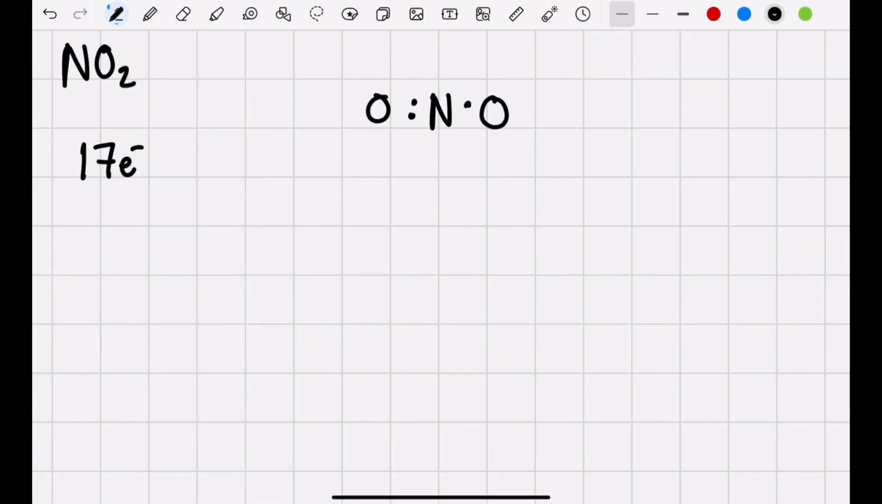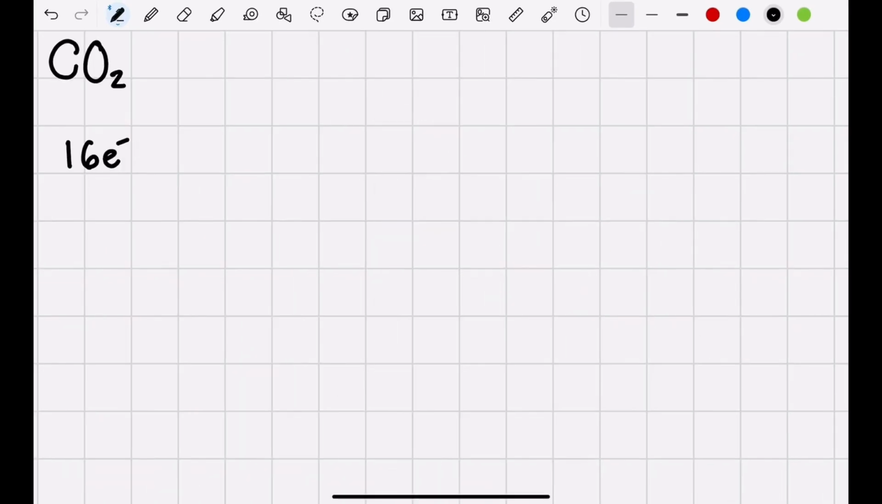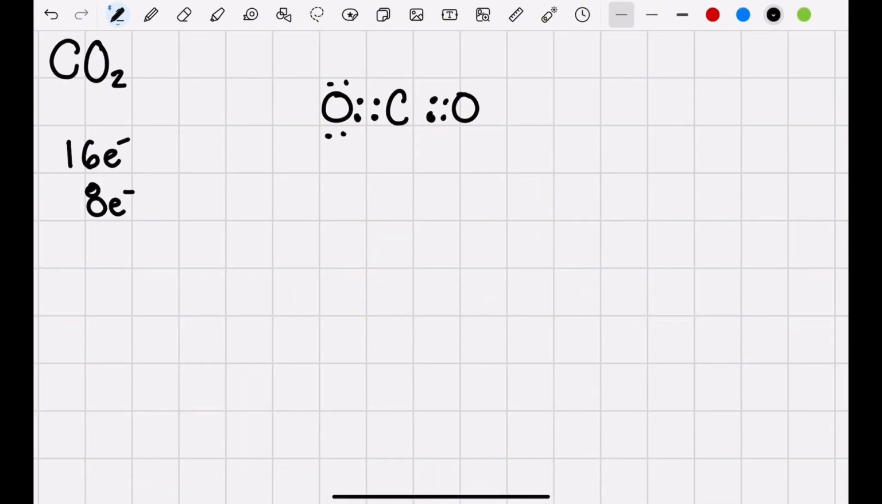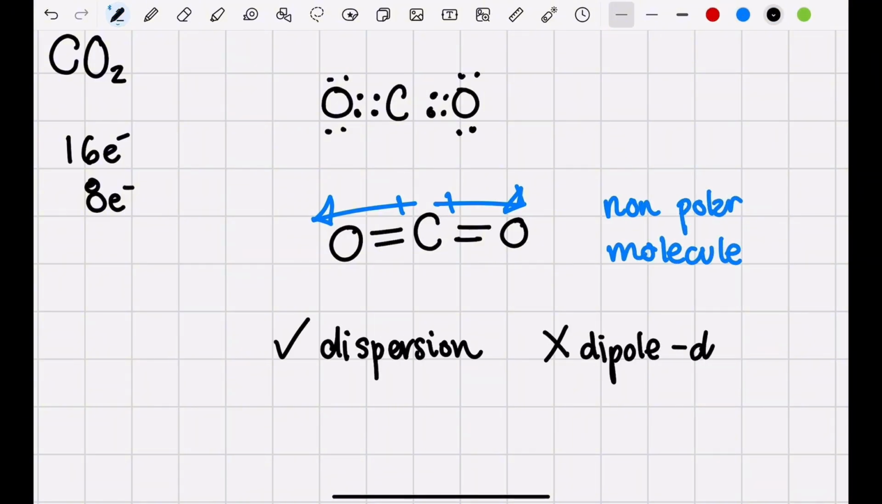For nitrogen dioxide, we have to fulfill the octet rule for both elements, so we're just going to arrange them in a double bond and a single bond. And what we get is a bent or angular geometry molecule. We have dispersion force and dipole-dipole. For carbon dioxide, we have two elements that have to fulfill the octet rule, so we just arrange it in a double bond, and we have a linear geometry molecule, which only has dispersion forces.